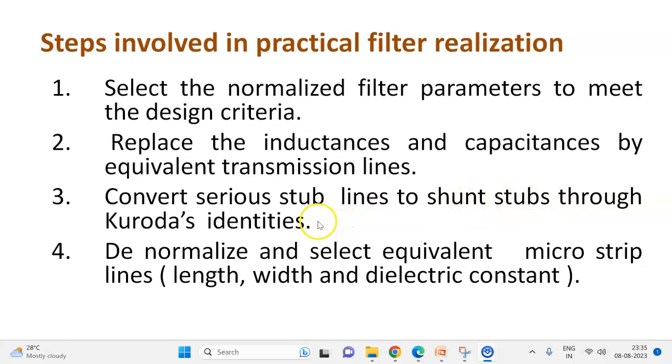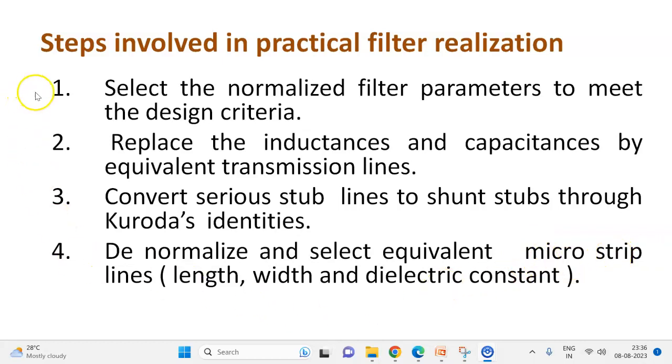We have 4 types of Kuroda's identities to replace the series stub lines with shunt stub lines. The 4th step is to denormalize and select equivalent microstrip lines. The selection of microstrip lines depends upon various parameters such as length, width, and dielectric constants. Specifically, step 4 requires knowledge of the appropriate geometric dimensions of the respective microstrip lines.